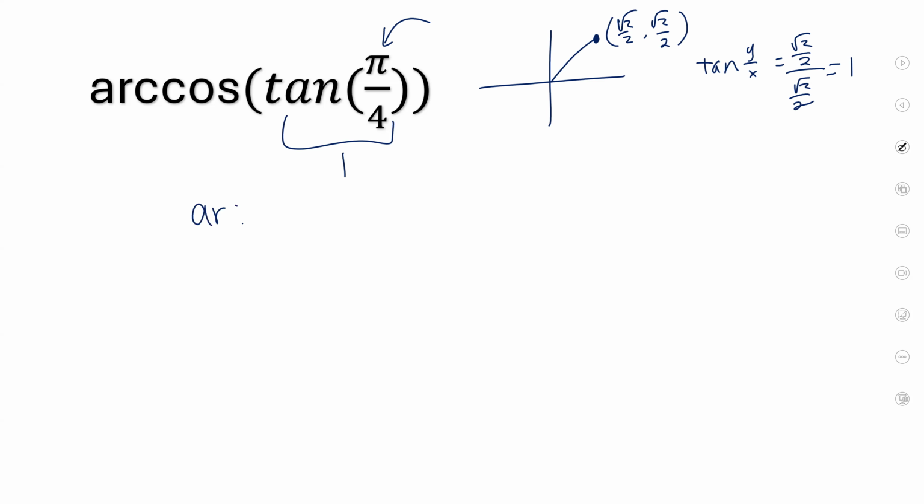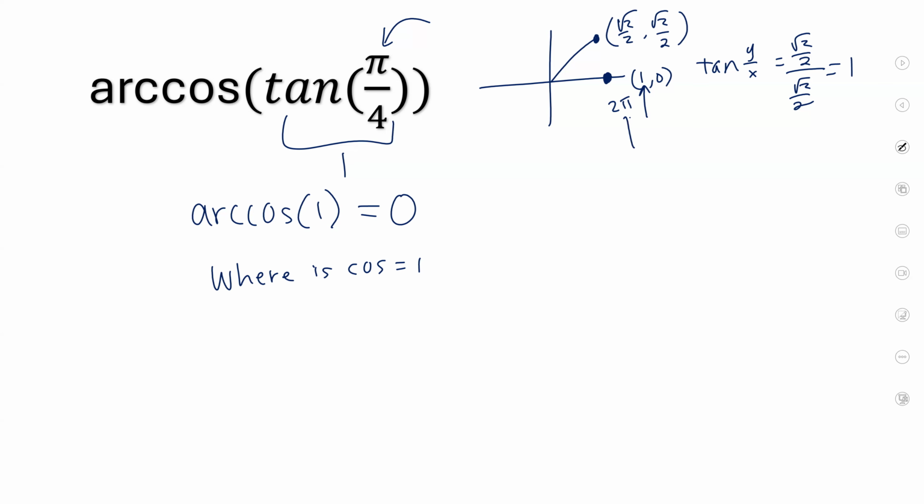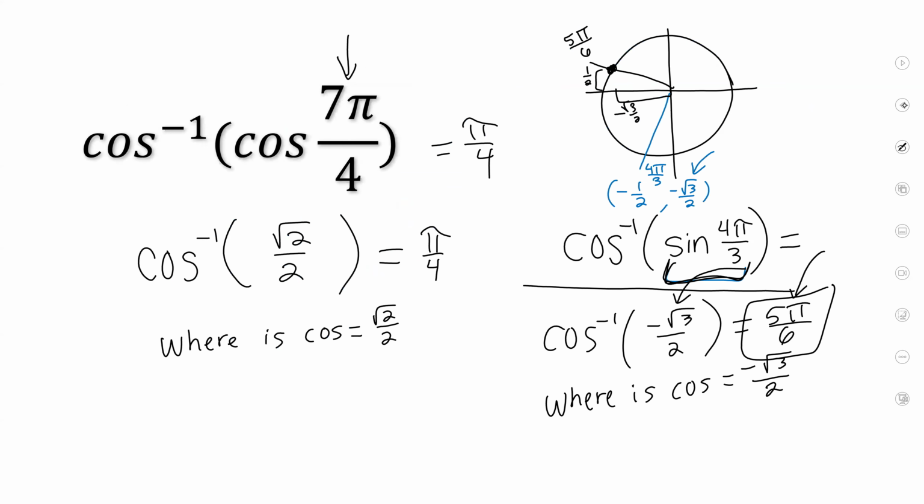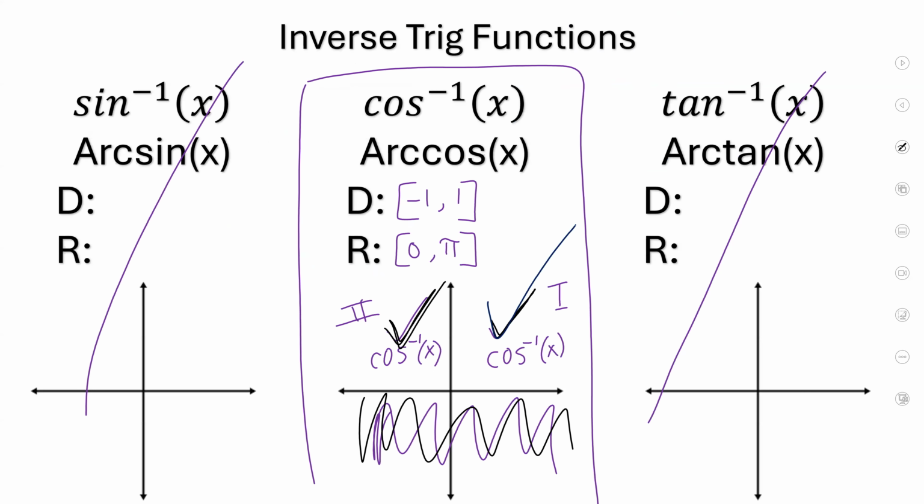That means we can write arc cosine of 1. What is that? So you're asking, where is cosine equal to 1? That would be right here, because that point is 1, 0. So that is at 0. At the angle 0, right here, your cosine value is 1. So your answer is 0. A lot of people said 2 pi. It cannot be. Although that is true, cosine does equal 1 at 2 pi. Remember, we have to remain in either the first quadrant or the second quadrant.